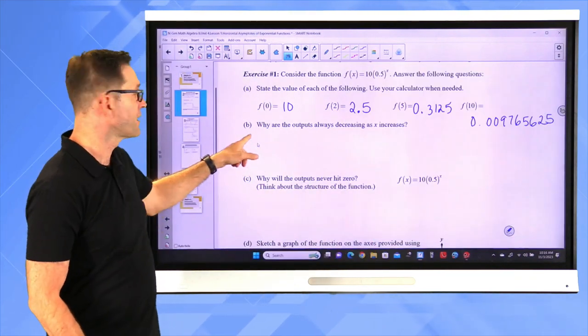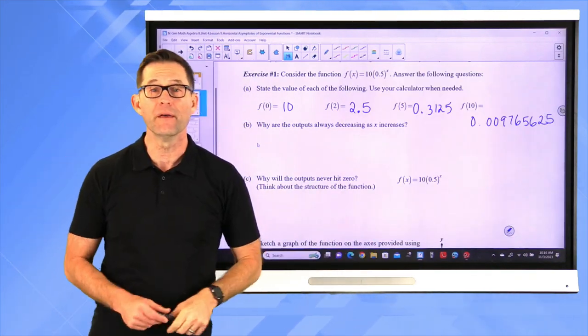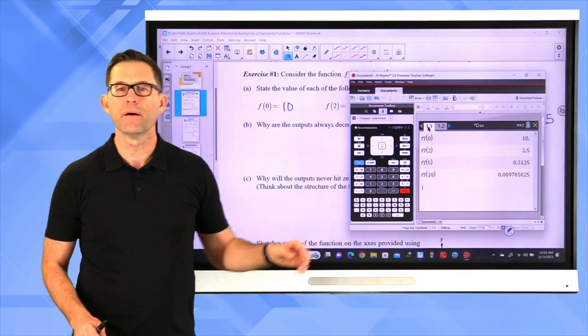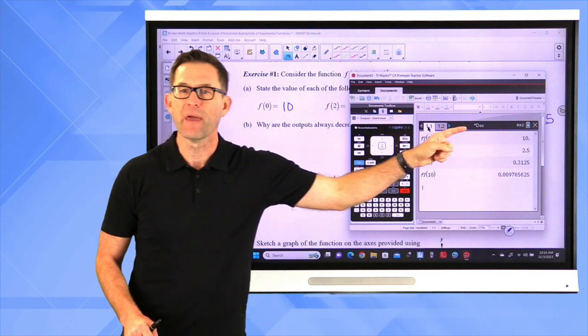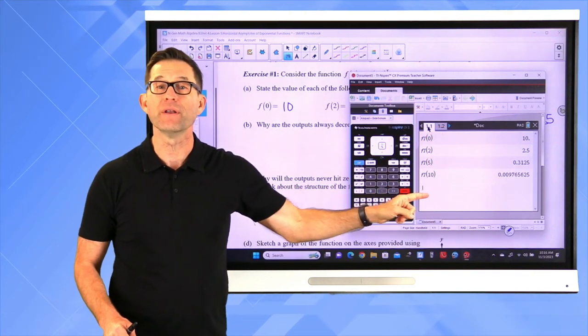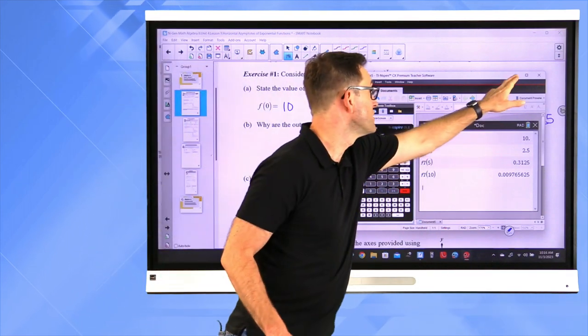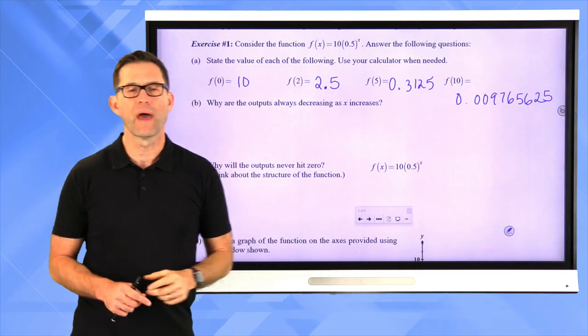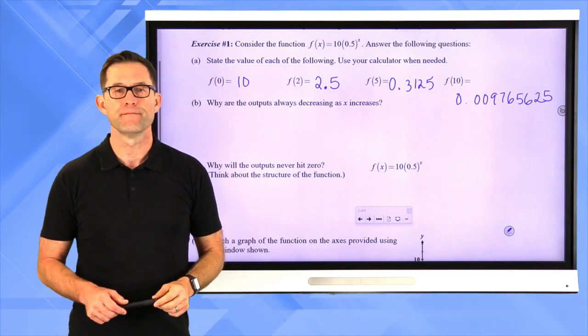If we look then at the next question, letter B, why are the outputs always decreasing as x increases? We want to think about that. What is it about this function that is making these outputs decrease as the input increases? This is important, so let me go back up here. Pause the video now and think about this for a moment.